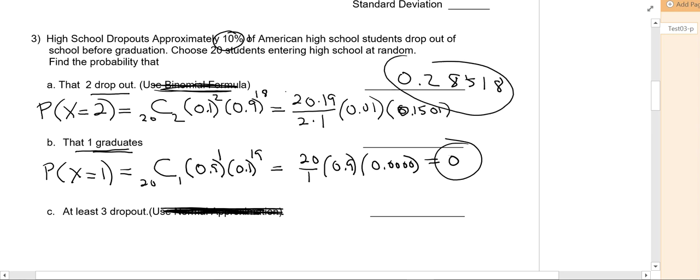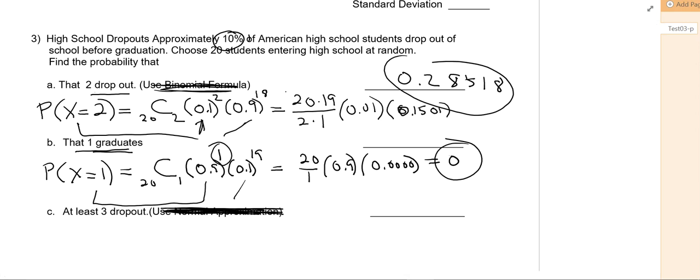The previous one is 0.28518. Notice again, if you look at the formula, this probability here is the probability of what you're counting, dropping out. This probability here is what I am counting, those graduating. The exponent is how many. And the probability next to it is the opposite. So you know these two probabilities add up to 1, and you know the exponents add up to the number you're picking. But the important thing is identifying the problem, that this was a binomial problem.